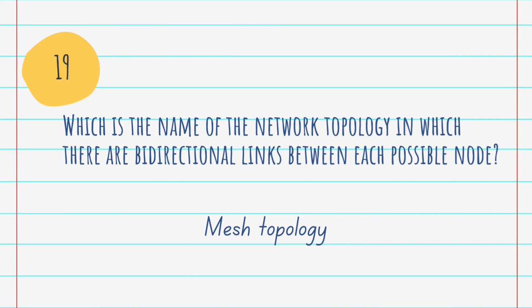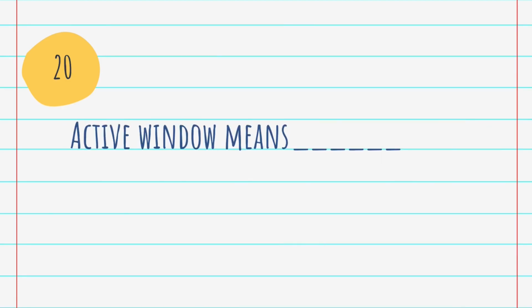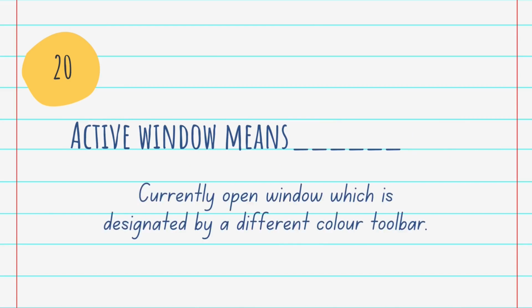In mesh topology, all nodes are connected to each other, so bidirectional network links between each node is possible in mesh network topology. Question number 20. Active window means. Answer is currently open window which is designated by a different color toolbar.